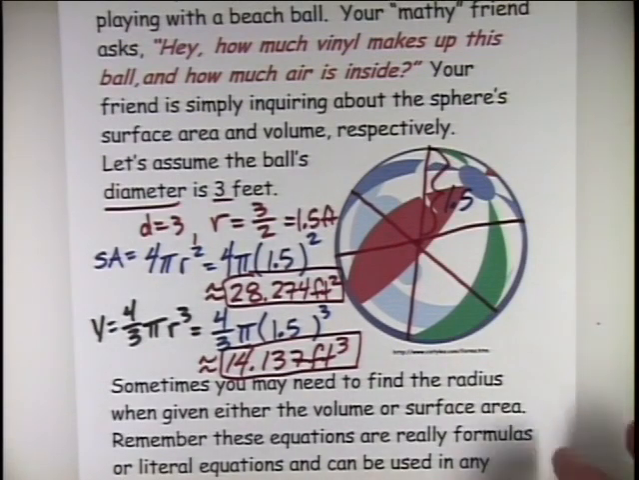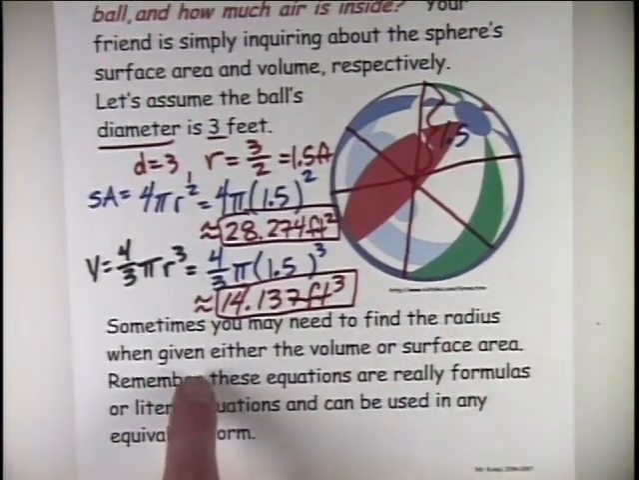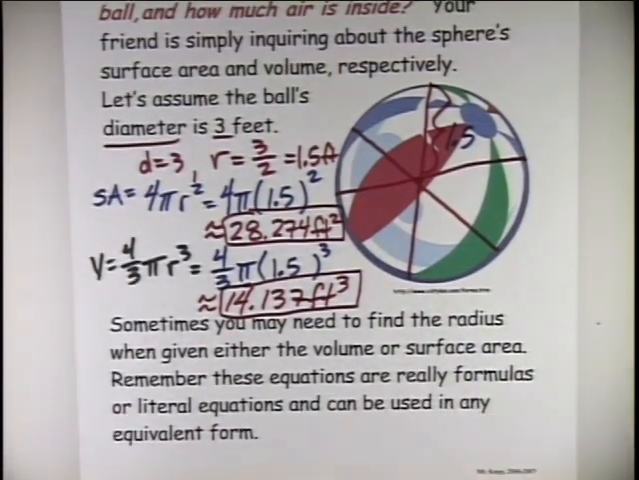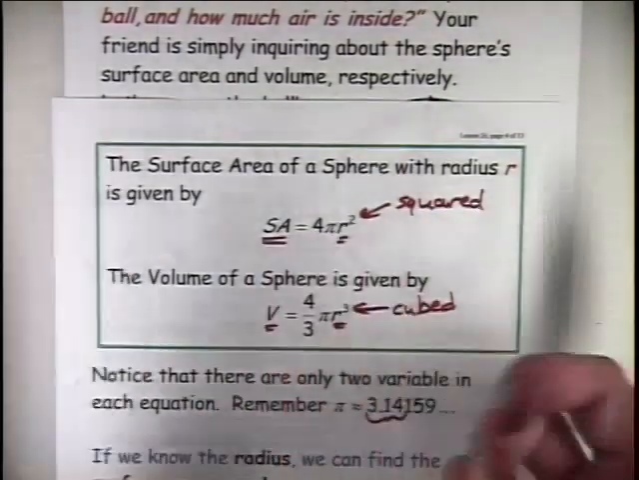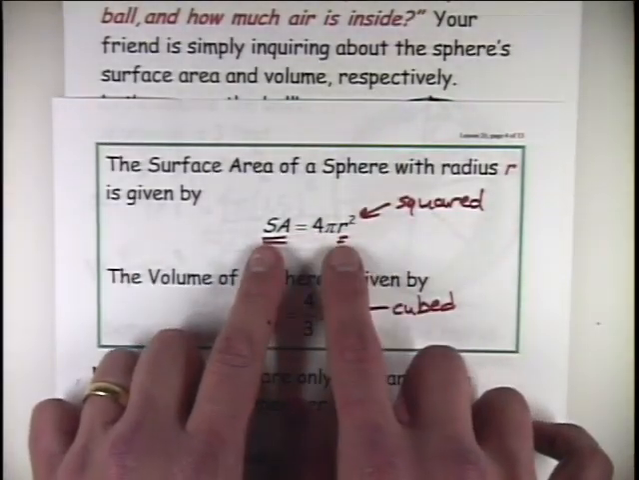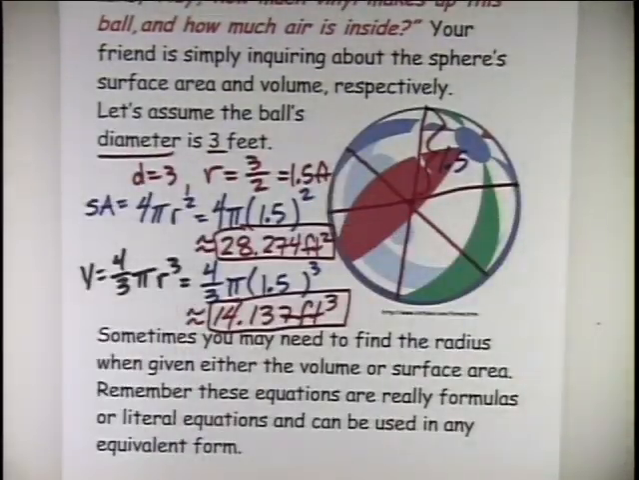Okay, so that's a pretty easy problem. Now sometimes you're going to need to find the radius when you're given either the volume or the surface area. That's not going to be a big deal, because you just want to remember that these equations are literal equations, so we can solve them for either one of the two variables so long as we know what the other one is. They work both ways. Okay, so let's look at an example where we have to do that.